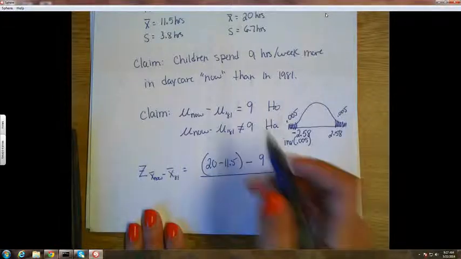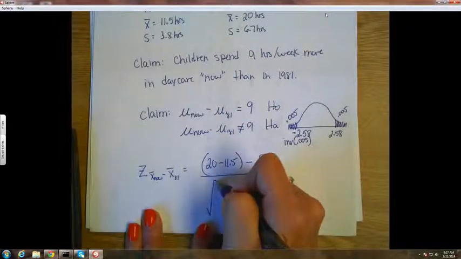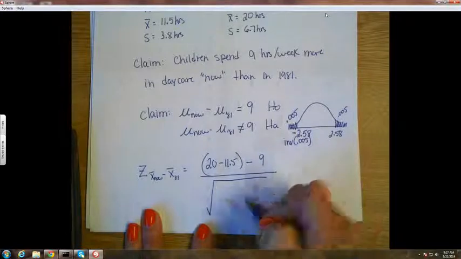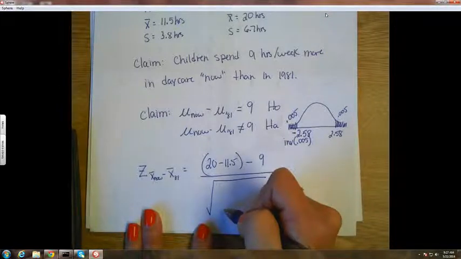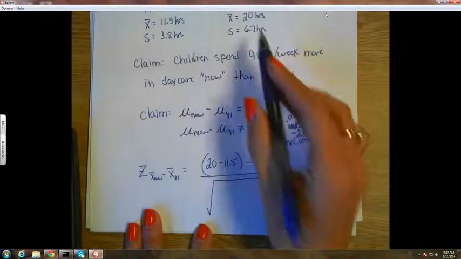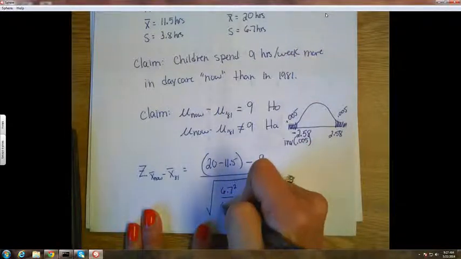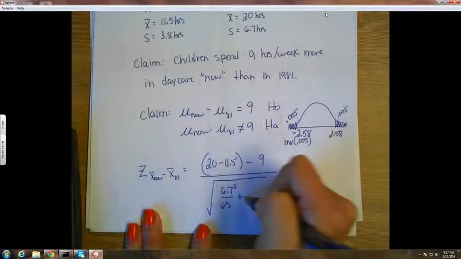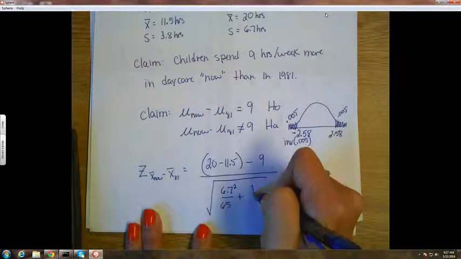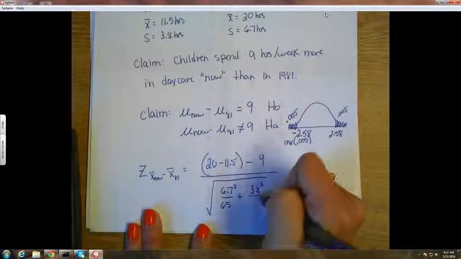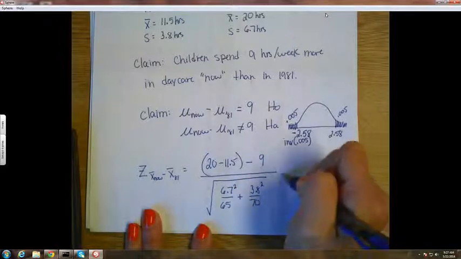The bottom is the ugly square root, where we have the standard deviation squared and then divided by the sample size. So we got 6.7 squared over 65 plus 3.8 squared over 70. And then be a good calculator user.